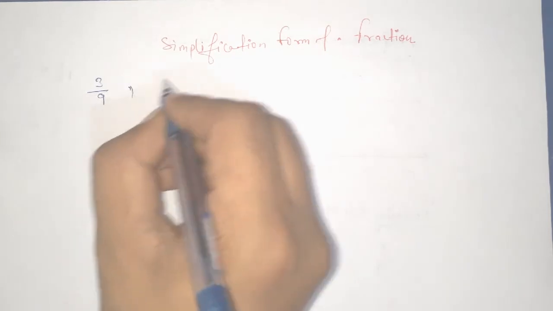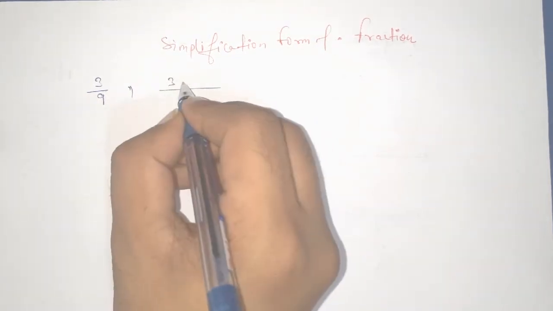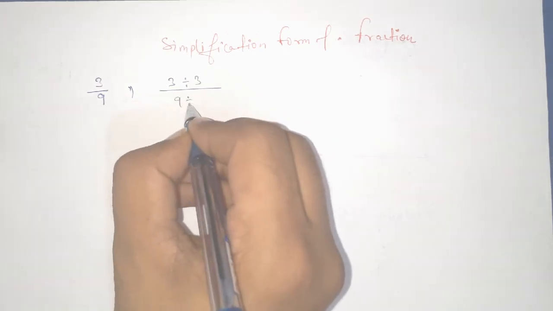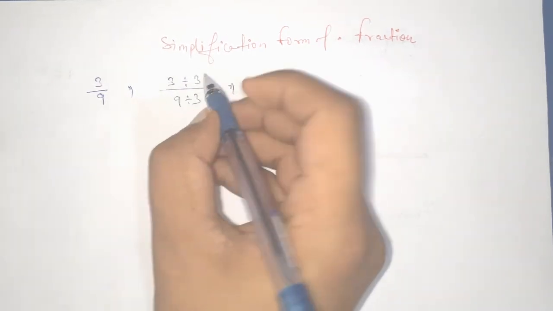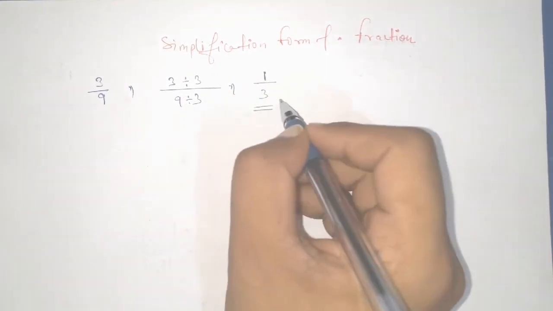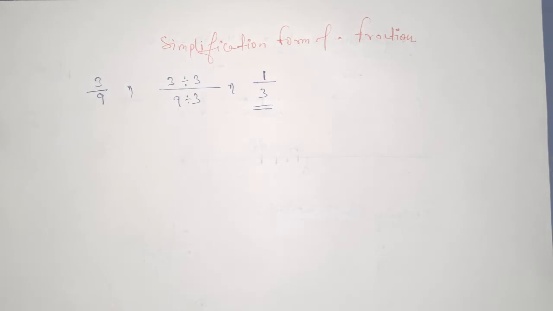So in simplification, what you will do is divide 3 by 3 and 9 also by 3. So 3 divided by 3 will be 1, and 9 divided by 3 will be 3. So 1 by 3 will be the simplified form of the fraction 3 by 9.